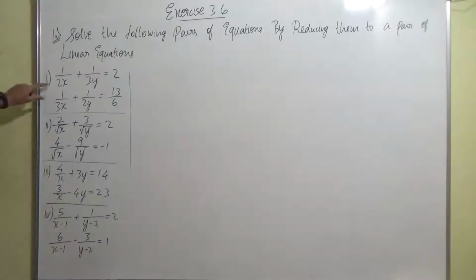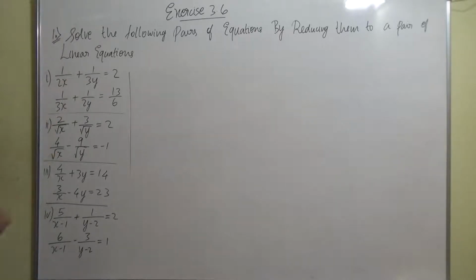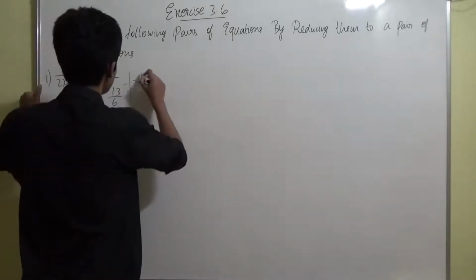The first sub question is given as 1 by 2x plus 1 by 3y equal to 2, and the second equation is 1 by 3x plus 1 by 2y equal to 13 by 6. Now what we have to do guys, let's go to the solution part. I'll be doing the first sub question now.